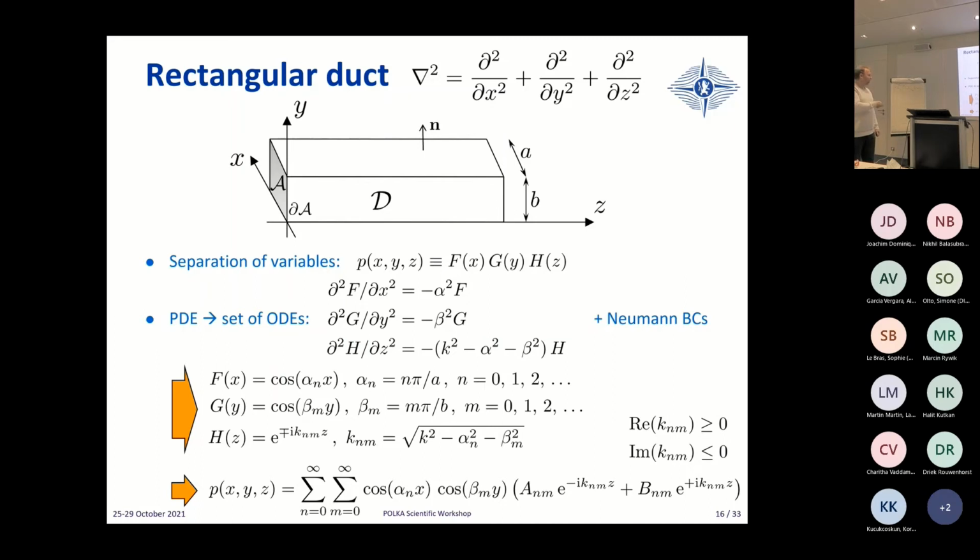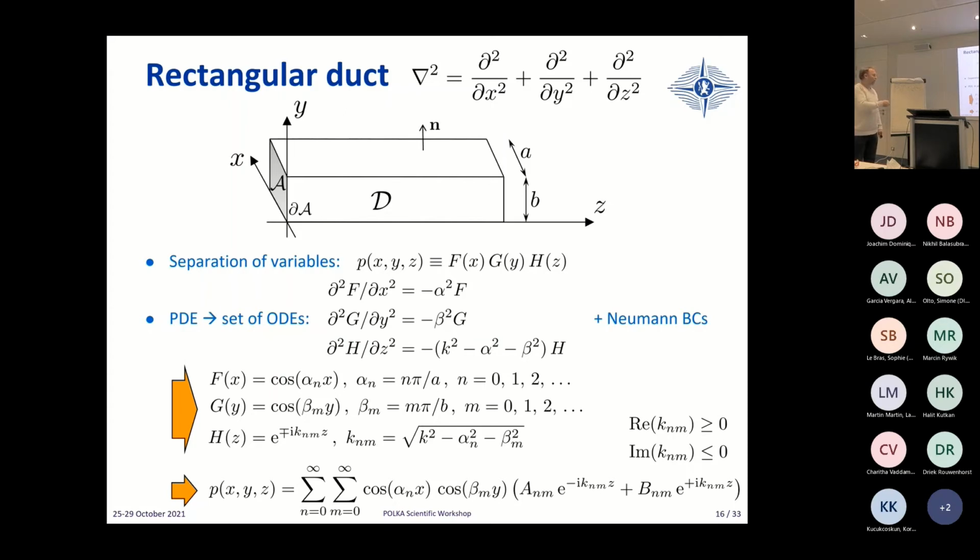So the general solution is going to be a sum from n equals 0 to infinity, m from 0 to infinity, of cos alpha n x, cos beta m y, and these waves that can be conveniently separated into what we call a right-going wave and a left-going wave. The solution with a minus sign will be a wave going in the positive direction, and the one with the plus sign will be going in the negative direction. And any solution will be a superposition of both.